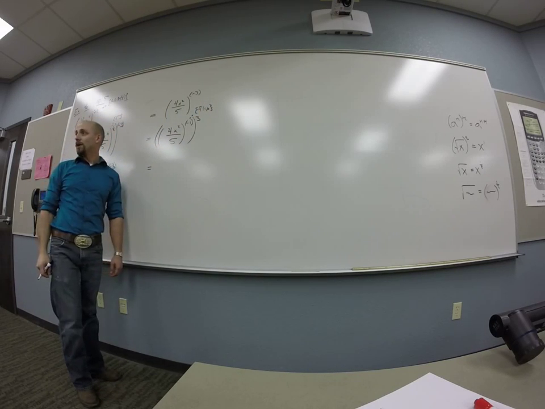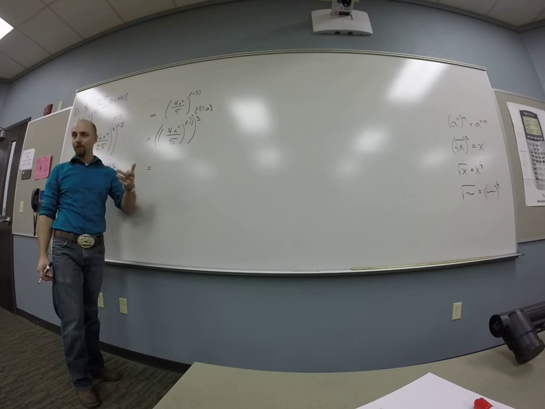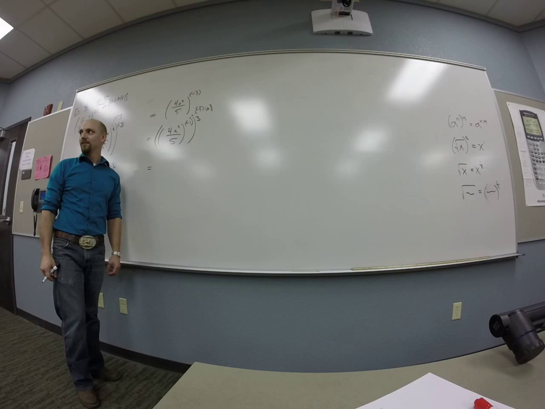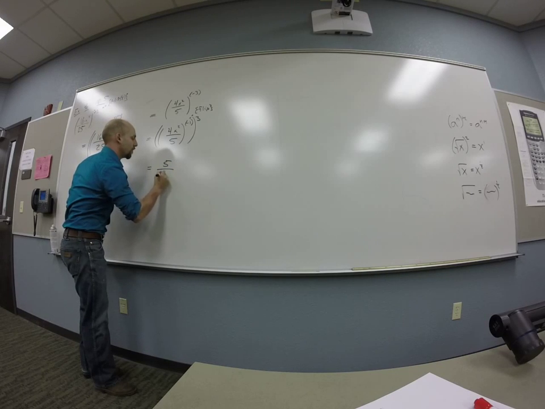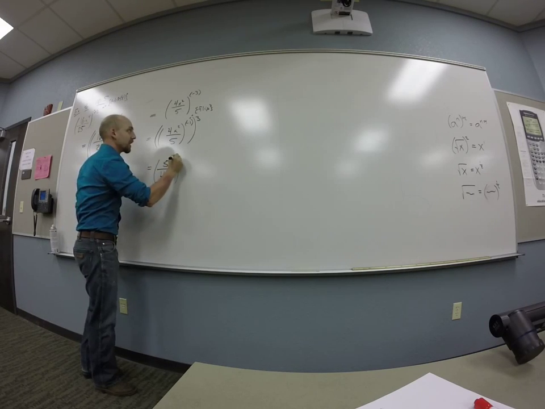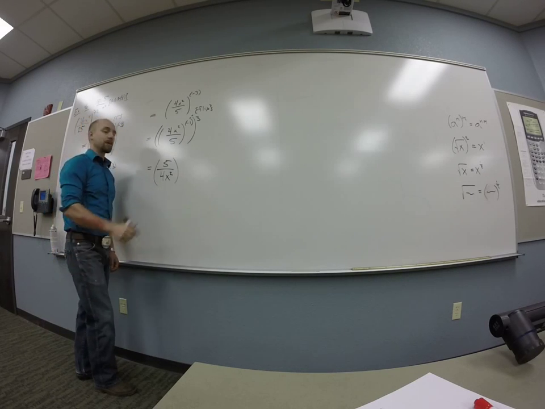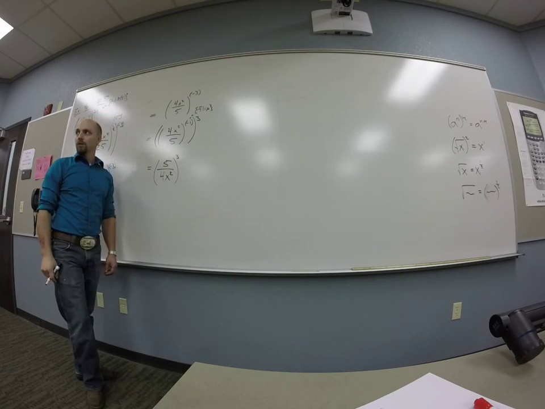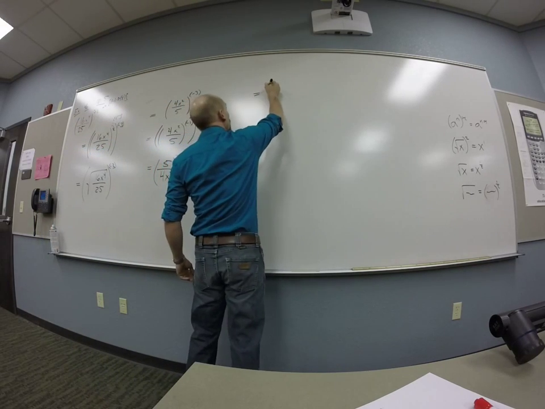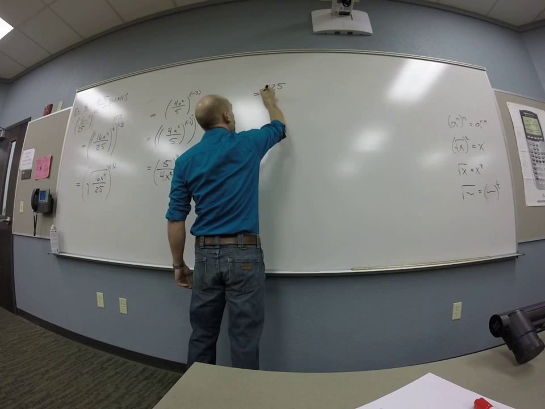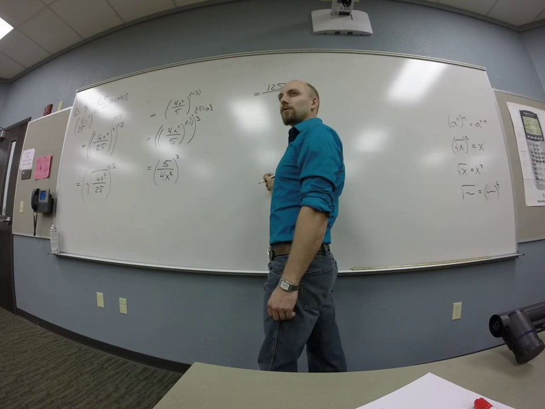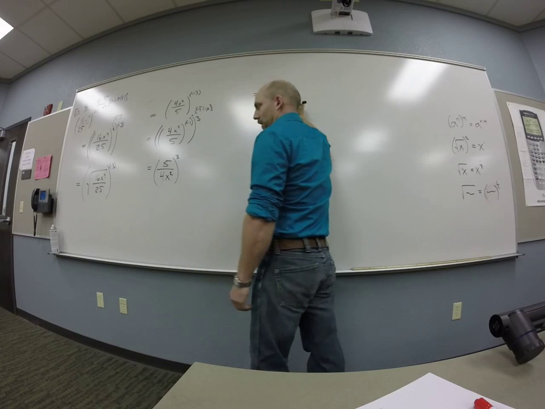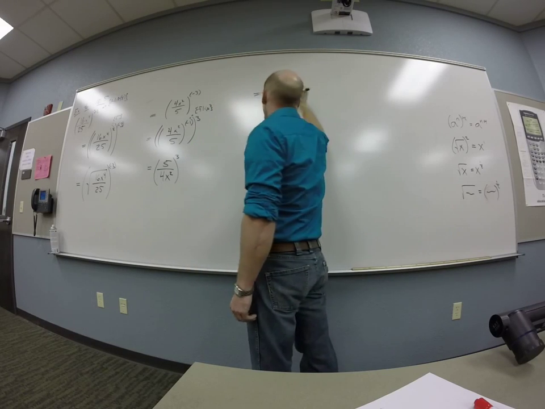Make sure that stuff's one fraction before you flip it over. If it's two fractions added together, flipping them over doesn't work. You have to find a common bottom first. So flip this over, get 5 over 4x squared, and then I'm raising that to the what? Cube. 125. Okay, so I get 125 over 64. Let's see, 4 times 4 is 16, times 4 is 64. And how many x's are there? 6.